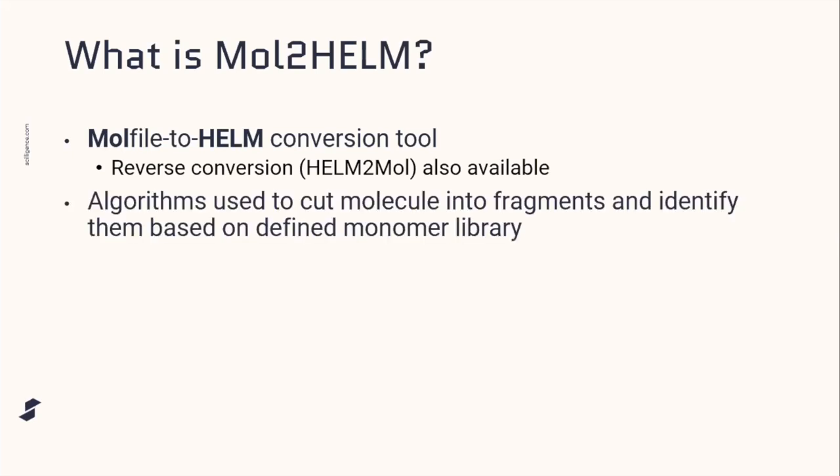So our Mol2HELM tool uses algorithms to cut the molecule into fragments at certain points and identify them based on the defined monomer library in Scilligence's monomer manager. So this is really the biggest challenge that Mol2HELM aims to address, is determining in an automated way which kind of bonds of the molecule to cut to get your individual monomers and figure out your connections.